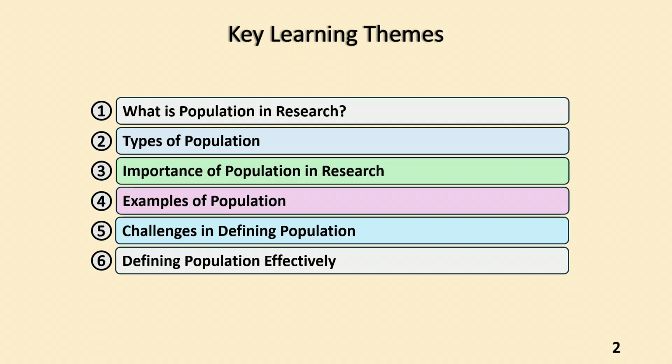and defining population effectively. In the previous lectures, we have discussed the various aspects and components of preparing a research proposal, like how you will prepare your research question, your research objective, and your hypothesis. But today we are going to discuss one very important component of your research proposal, that is how you will understand and define the population of your study. So let us begin.